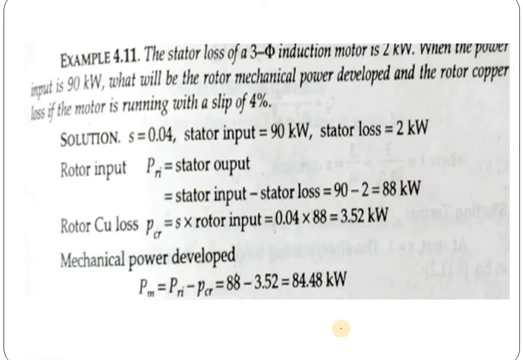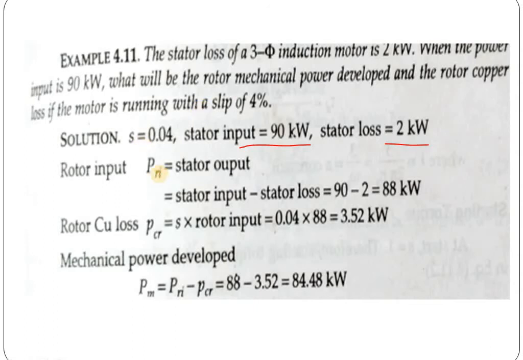Next, let us consider another problem. The stator loss of a 3-phase induction motor is 2 kilowatts. When the power input is 90 kilowatts, what will be the rotor mechanical power developed and the rotor copper loss if the motor is running with 4% slip? The slip value is given, that is 0.04. Stator input is given as 90 kilowatts. Stator loss is given as 2 kilowatts.